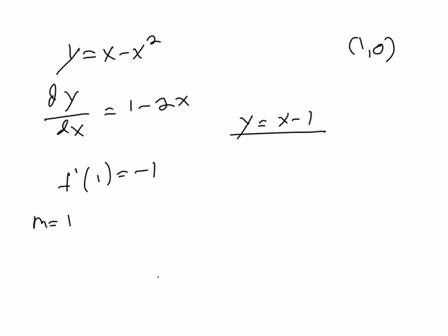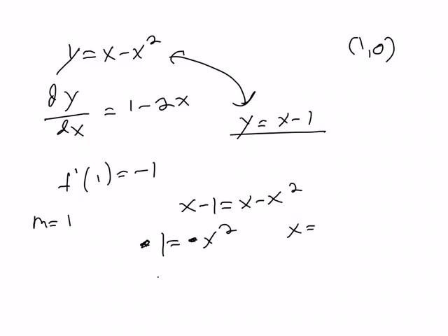So now we want to know, where does this normal line intersect the parabola twice? Let's just make the y's equal each other. So I'm going to get x minus 1 is equal to x minus x squared. Take x from both sides, so I get negative 1 is equal to negative x squared, or 1 is equal to x squared, or x is equal to plus and minus 1. So the first time where we intersect is at plus 1. The second time is at negative 1.